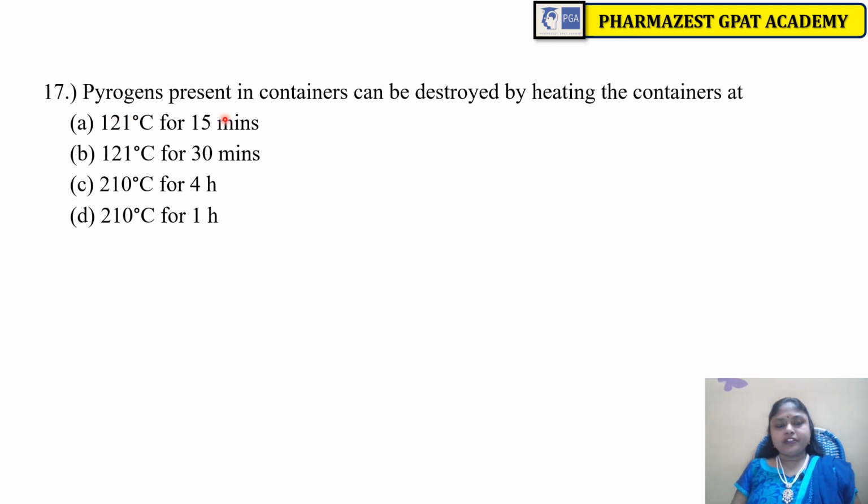Next, pyrogens present in containers can be destroyed by heating the containers at: A. 121 degrees centigrade for 15 minutes, B. 121 degrees centigrade for 30 minutes, C. 210 degrees centigrade for 4 hours, D. 210 degrees centigrade for 1 hour. So what is the right answer? The right answer is C. So pyrogens can be destroyed when you heat the containers for 4 hours at 210 degrees centigrade.